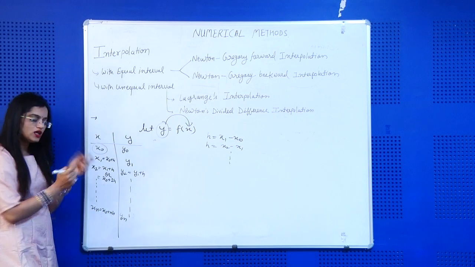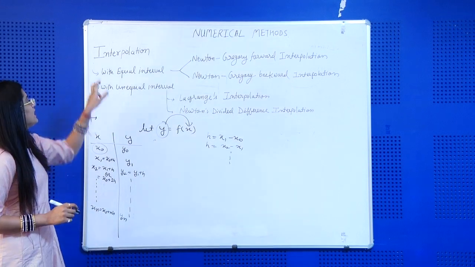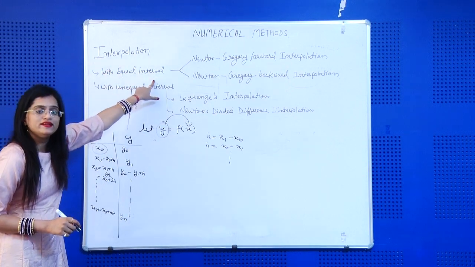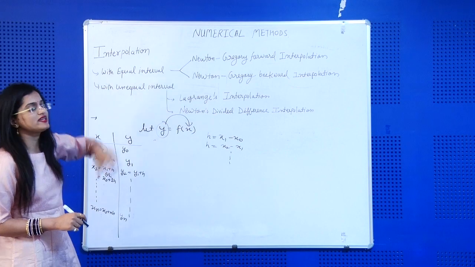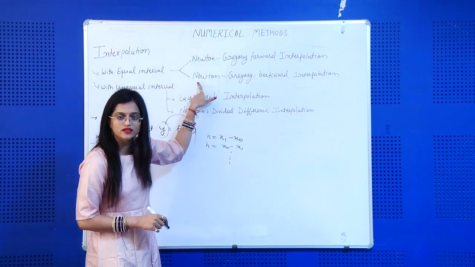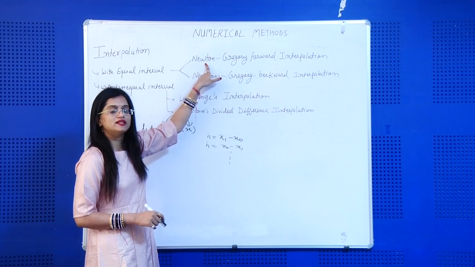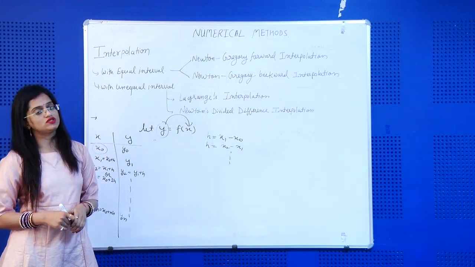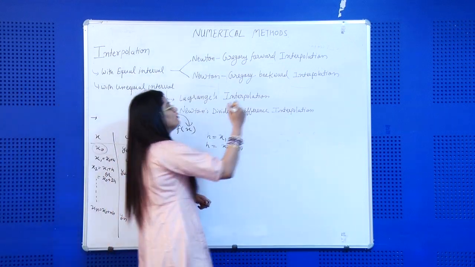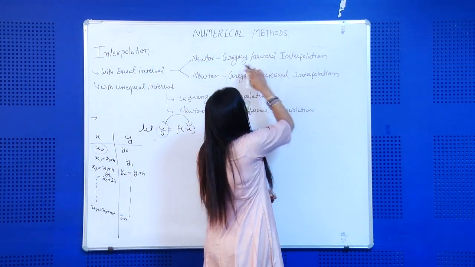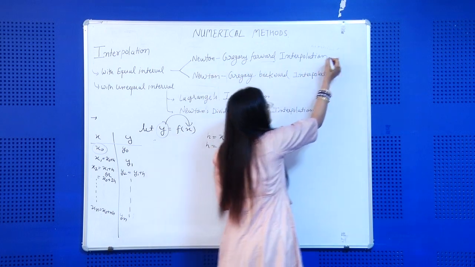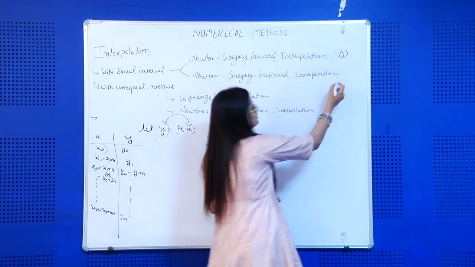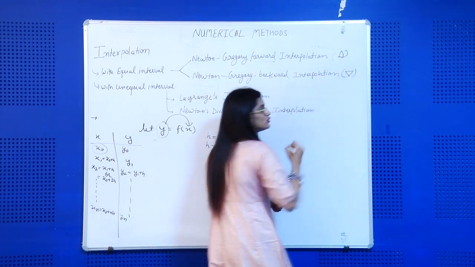If my data is equally distributed, then I apply interpolation with the equal interval category. In this category, I have two methods of interpolation. The first method is Newton forward interpolation and the other is Newton backward interpolation. For Newton forward interpolation, I write the delta symbol. For Newton backward interpolation, I write the nabla symbol.